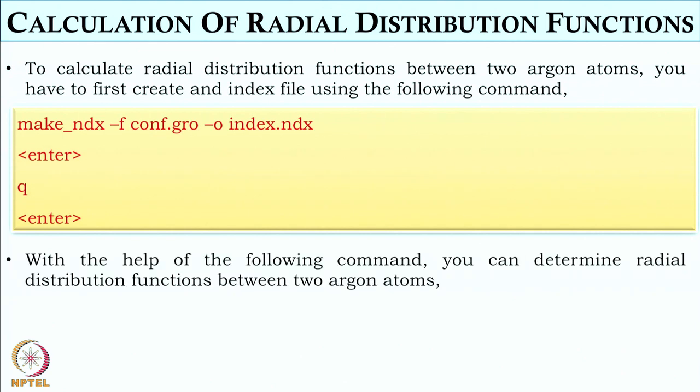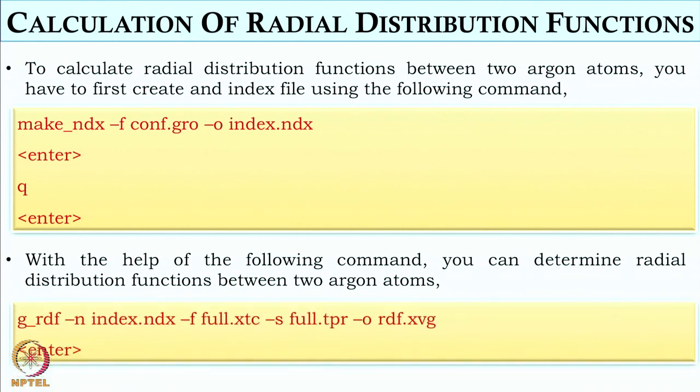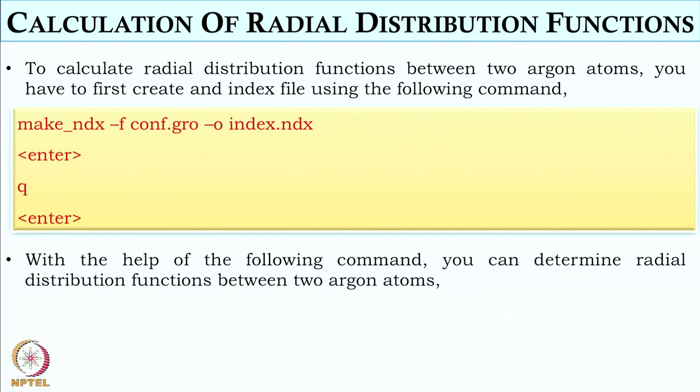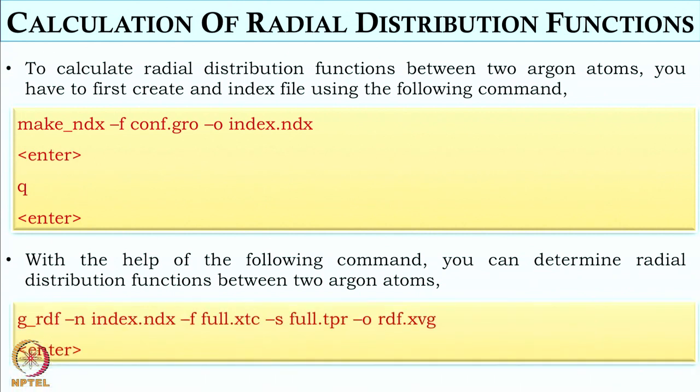Can you view this index file using vi? We can view this index file using the vi command. Now to calculate the radial distribution function, we have to type the command g_rdf. rdf is radial distribution function. Space -n index.ndx space -f full.xtc. xtc is the trajectory file. Then space -s full.tpr. Then space -o is the output file, rdf.xvg.